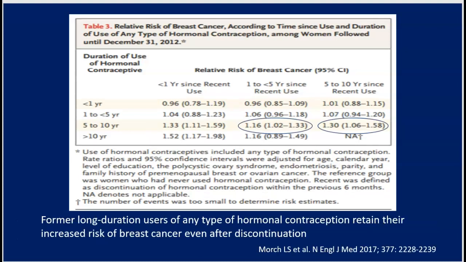In addition, when you look at the risk of breast cancer related to when use stopped, particularly among the long-term duration users, that is 5 to 10 years, whether they had stopped within 1 to 5 years or 5 to 10 years, there still was a persistence of risk of breast cancer even though use had stopped. This is again among users of longer duration.